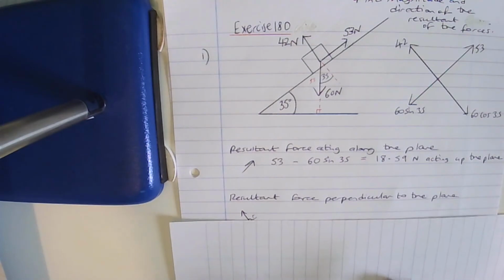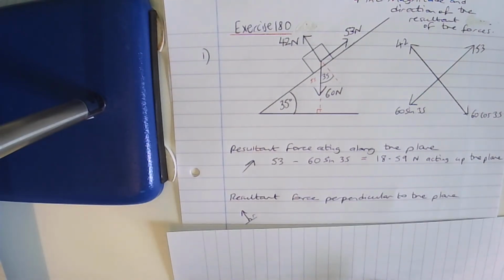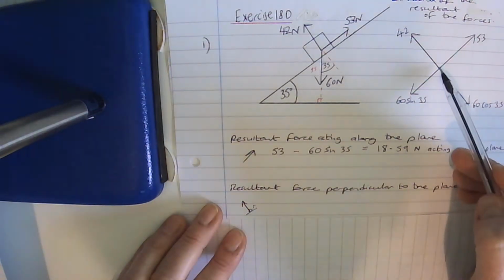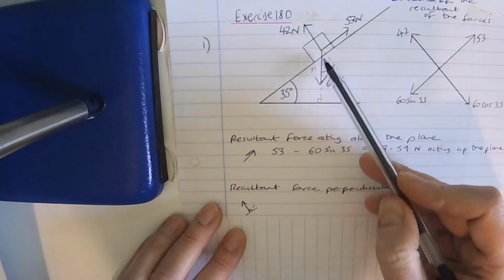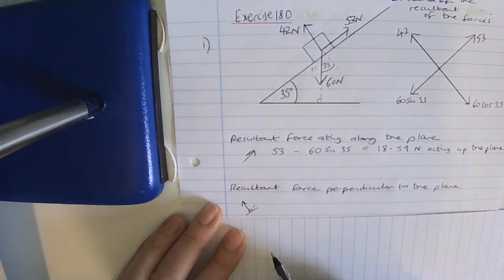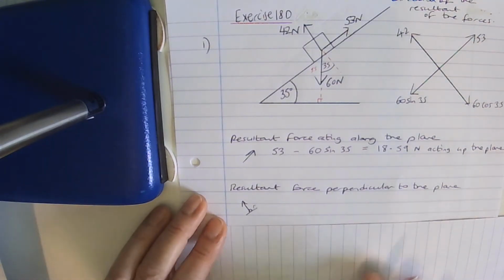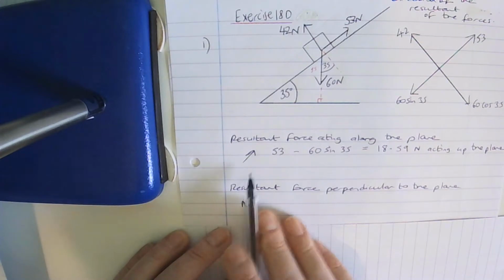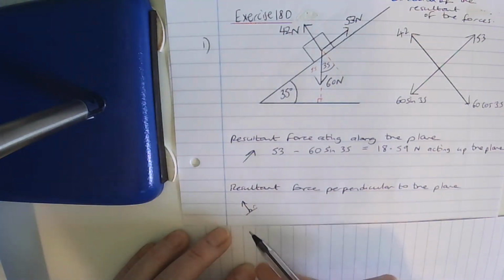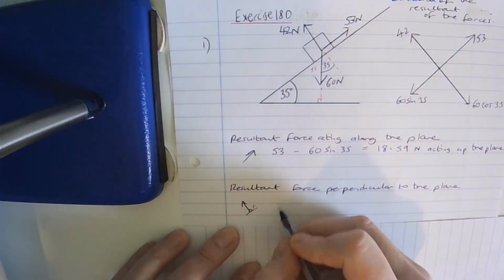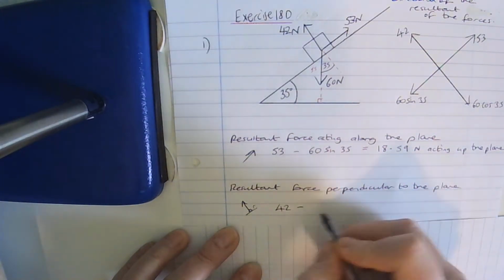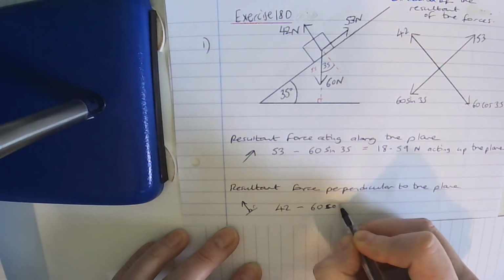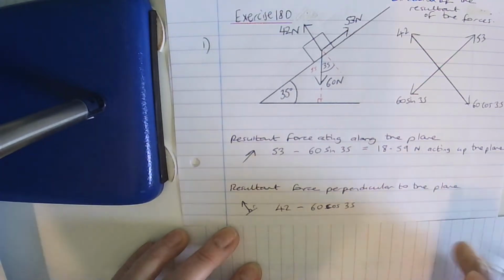Okay, the next one is the resultant force perpendicular to the plane, and that's just a little perpendicular sign to show I'm pointing it up that direction. So I'm going to go up the ways here. You could choose to go down the ways. I'm just going to go up the plane, parallel to the plane, and then up perpendicular. So it's going to be 42 going up that direction, take away the other force of 60. Sorry, it should be cos 35 there.